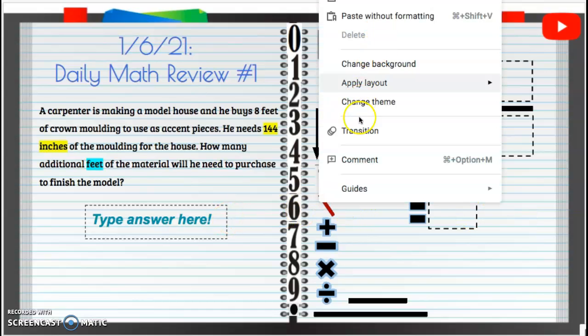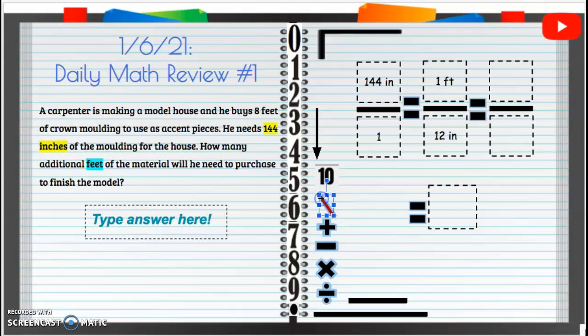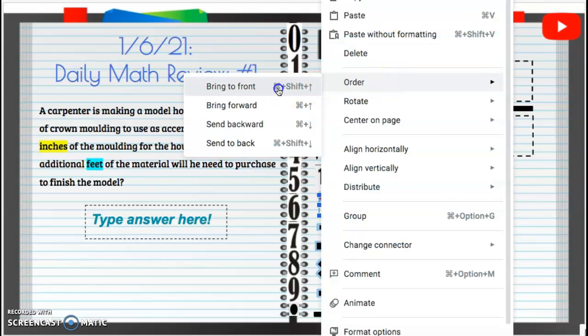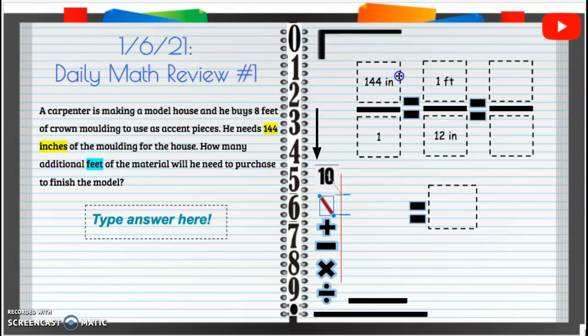We are going to be able to cross out those inches because inches divided by inches equals itself. Then we can multiply. 144 times 1 is 144. We're going to keep those feet up there. 1 times 12 is 12.